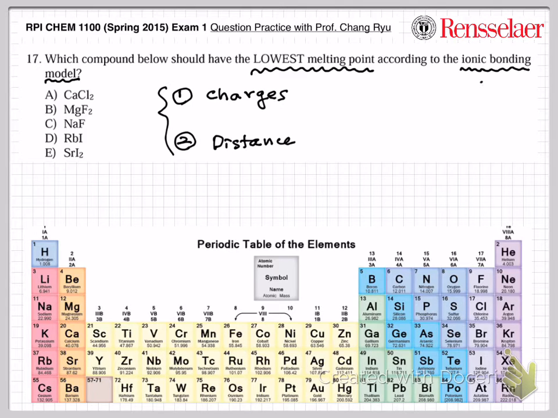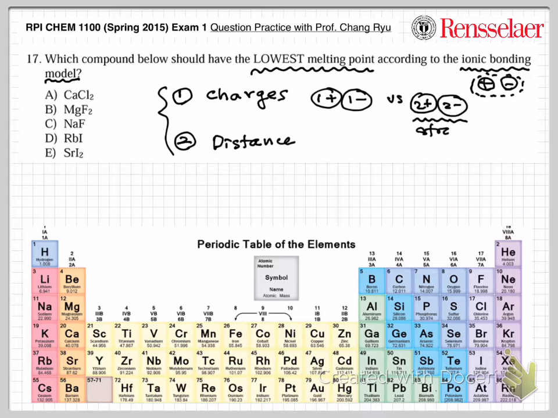So ionic bonding has positive charges and negative charges bound together as a compound. For example, if you have a 1 plus, 1 minus interaction versus 2 plus, 2 minus, which one will have a larger interaction? This one will have a larger, stronger interaction. That means the melting point is higher. This is a higher melting point.